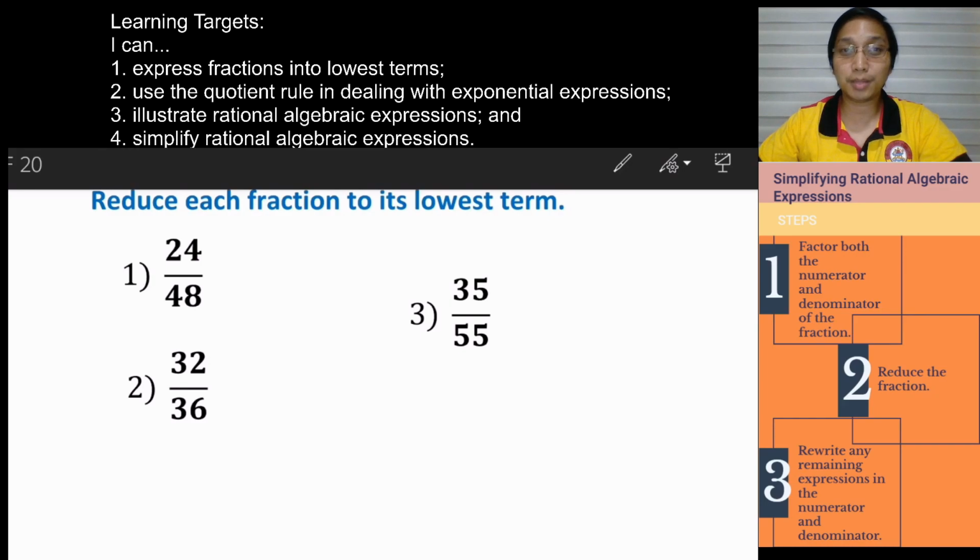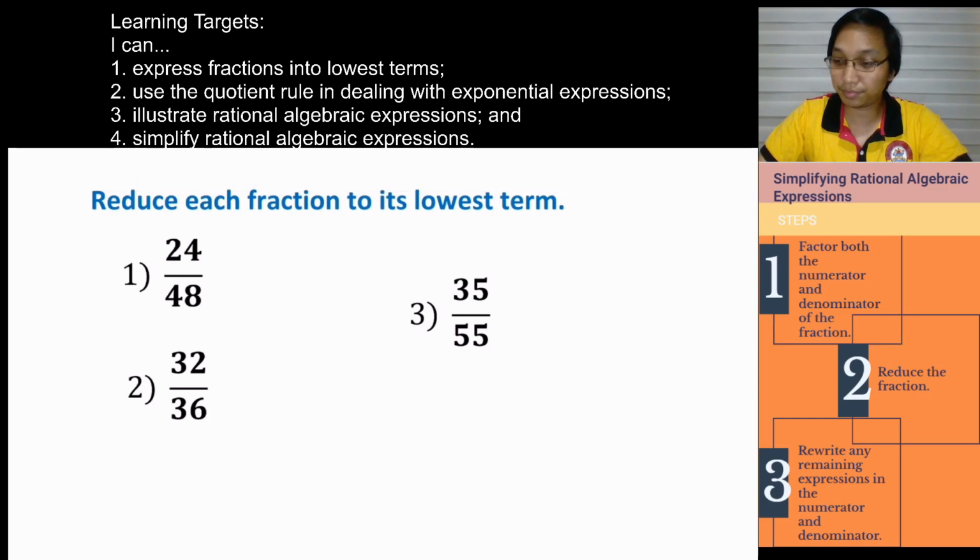So in example number 1, 24 over 48. We need to think of a number that can divide 24 and 48. That number will be 24. Divide 24 by 24, we'll get 1. And divide 48 by 24, we'll get 2. So the lowest form of 24 over 48 is 1/2.